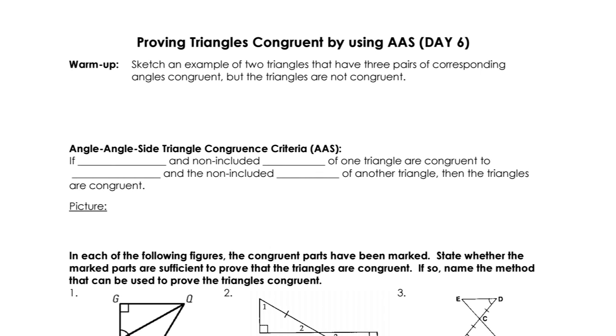Okay, so these are day 6 notes, and we're going to learn our fourth triangle congruence theorem, which is called the angle side. All right. In the warm-up, it says sketch an example of two triangles that have 3 pairs of corresponding angles congruent, but the triangles are not congruent.